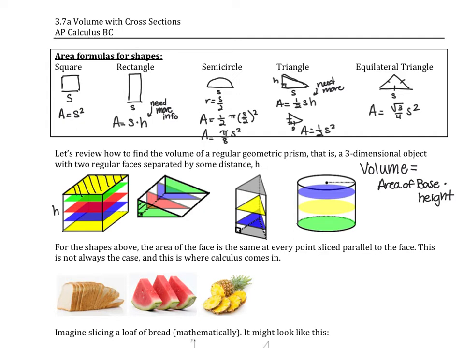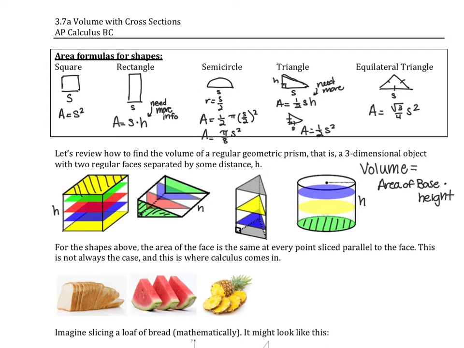So in our triangular prism, we would take the area of the base and multiply it by the height, that distance that connects the two bases. For the cylinder, we would take the area of this circle and multiply it by the height of that cylinder. You get the idea on that volume. So what worked well for us in geometry is that the area of the face is the same at every single point within that shape.